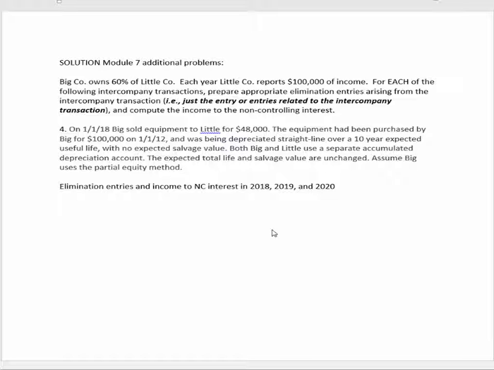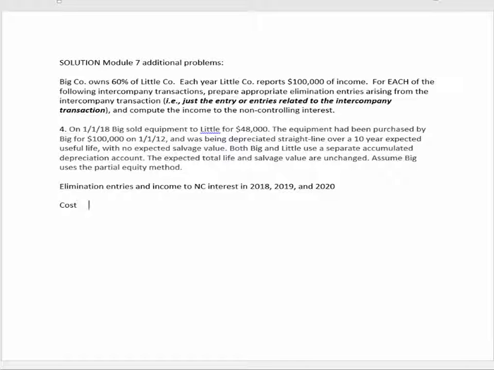The expected total life and salvage value are unchanged, and let's assume that Big uses the partial equity method. First order of business is to determine the book value at the time of sale, and then from that we can get the gain or loss and go forward from there.